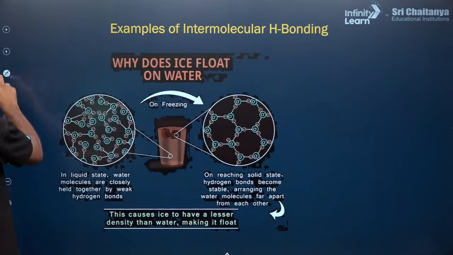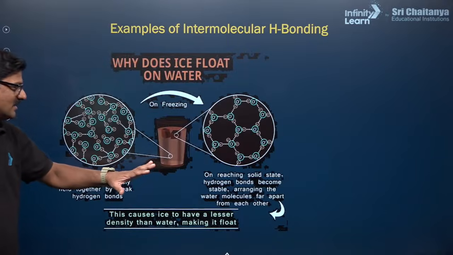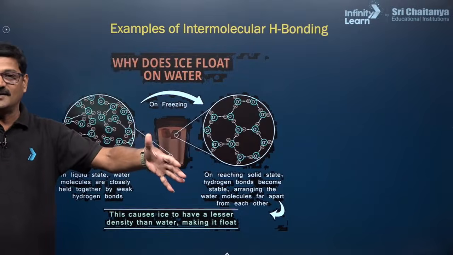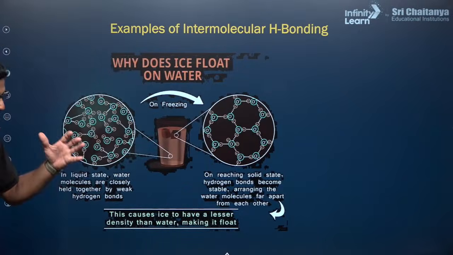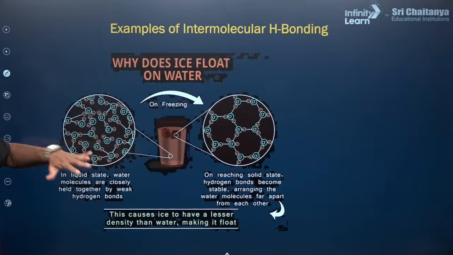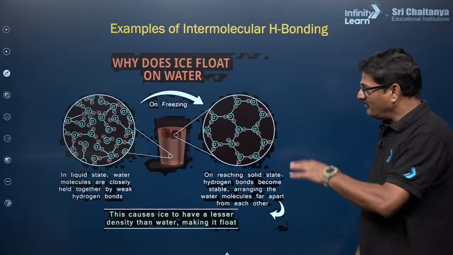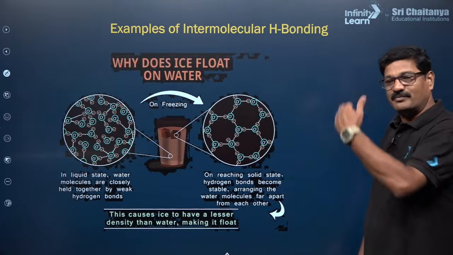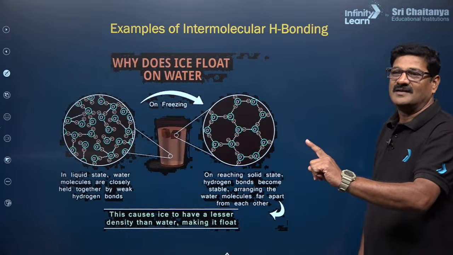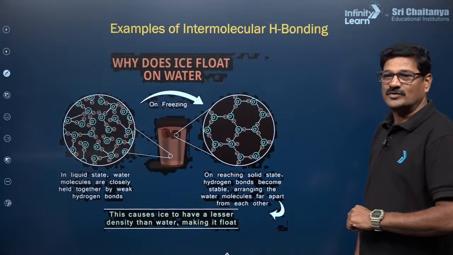Because of the open cage-like structure, I just want to say, on freezing in solid state, hydrogen bonds become stable, arranging the water molecules far apart, so that volume is increased. So this causes density of the ice to be less than water. This makes the ice float on the surface of the water, right? That makes water still in the liquid state beneath the ice. That makes life even in the glacier in these Antarctica areas still withstand.